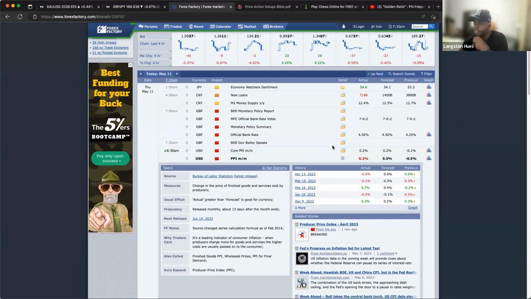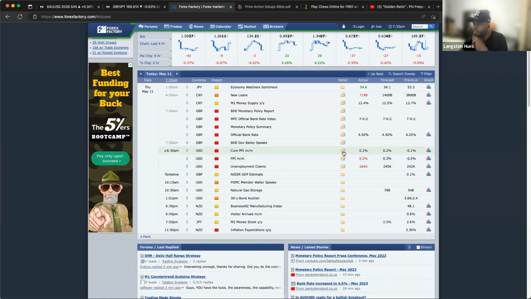Labor statistics, change in the price of finished goods and services sold by producers. Actual greater than forecast is good for currency. Released monthly about 13 days after the month end. Producer price index. It's a leading indicator of consumer inflation. When producers charge more for goods and services, the higher costs are usually passed on to the consumer. Finished goods, PPI, wholesale prices, PPI for final demand. Inflation, inflation, inflation. All right.